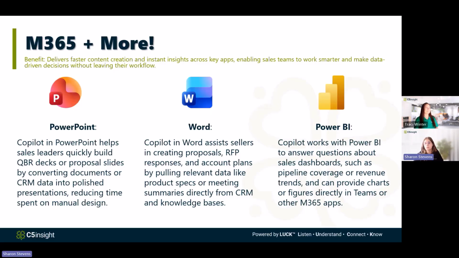Word, for proposals, RFP responses, account plans, Copilot pulls product specs, meeting summaries, and CRM data straight into your document. No more copy and pasting from 5 different sources. And lastly, Power BI. Copilot answers questions about your dashboard, like what is your Q4 pipeline coverage? Show me revenue trends by region. Charts and figures right there in Teams or wherever you're working, works in either.